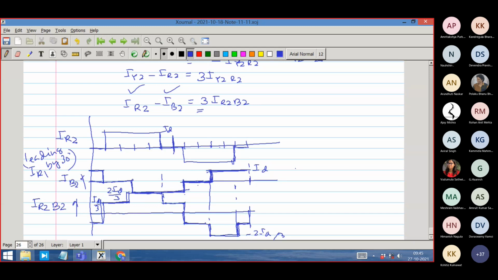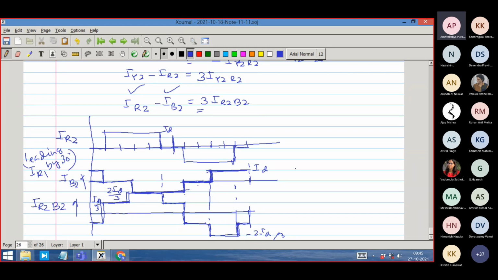Tell me what you observe. Tell me what you observe. One interesting thing you must observe. Develop this observation. Look at IR2 and look at IR2B2. Tell me what you observe. Look at it very clearly, carefully, IR2, and look at IR2B2. What do you observe? A magnitude, you can see that they are different. One is ID and another is 2ID by 3. But anything else? Maybe the harmonics will be less. No, that is a common sense you are applying.